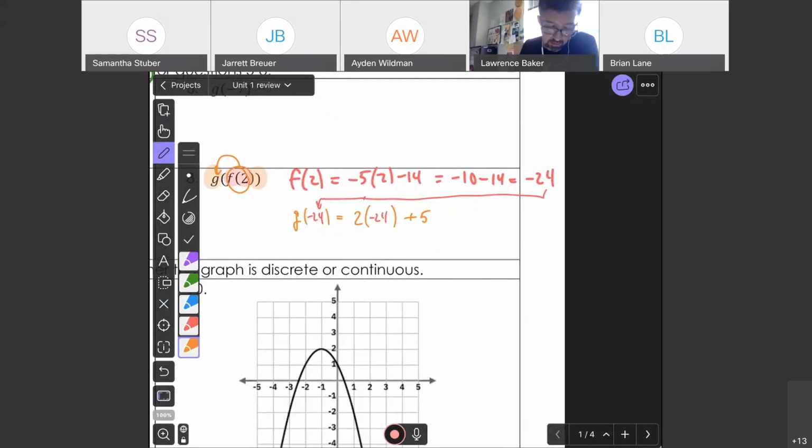Okay, let's do the math. 2 times -24 is -48, plus 5, which is -43. All right, so we did all the math we're supposed to. So g of f of 2 is -43.